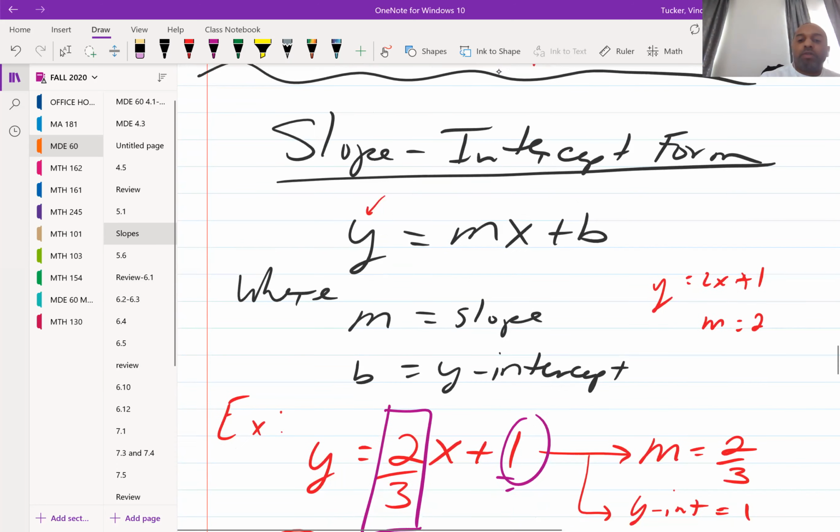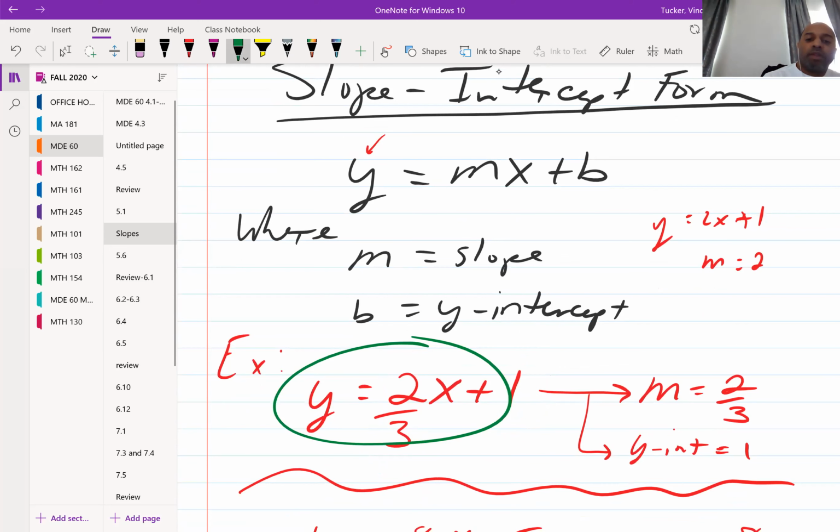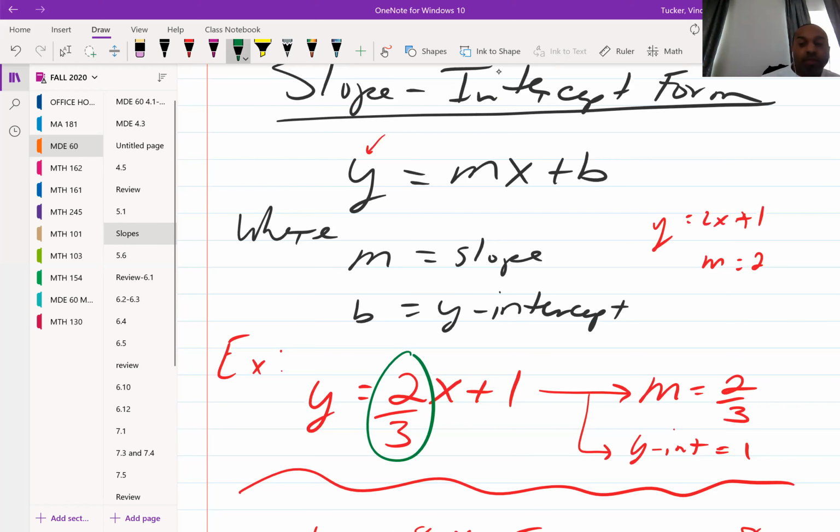All right, so let's say if I had this equation, y equal to 2/3 x plus 1, and they ask you what is the slope, what is the y-intercept. So what's in front of x is your slope. That's 2/3. So be careful. A lot of people make the mistake of writing 2/3 x as their slope. So your slope does not involve a variable. Your slope is just a number. It's just 2/3. And then the other number is your y-intercept, and that would be 1.